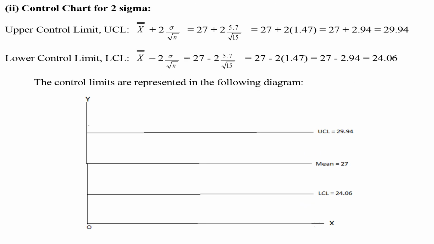2. Control chart for 2 sigma. Upper control limit, UCL, equals grand mean plus 2 into standard deviation divided by square root of n, equals 29.94. Lower control limit, LCL, equals grand mean minus 2 into standard deviation divided by square root of n, equals 24.06. The control limits are represented in the following diagram.